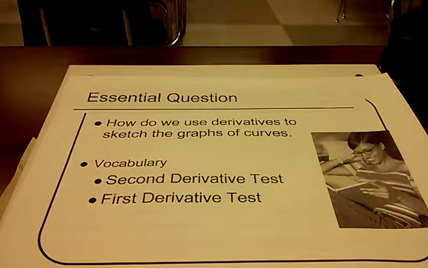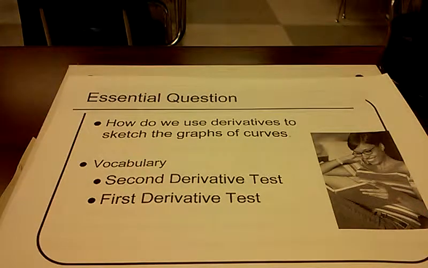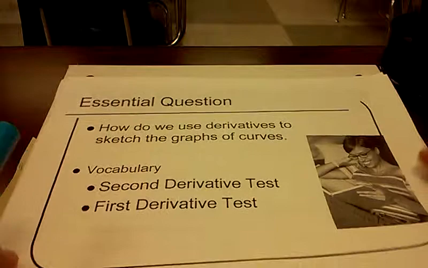When the derivative is positive on an interval, that means the function is increasing. When the derivative is negative on an interval, that means it's decreasing. The second derivative tells us about the concavity of the function. If the second derivative is positive on an interval, that means it's cup up, smiley face. And if the second derivative is negative on an interval, that means it's cup down, sad face.